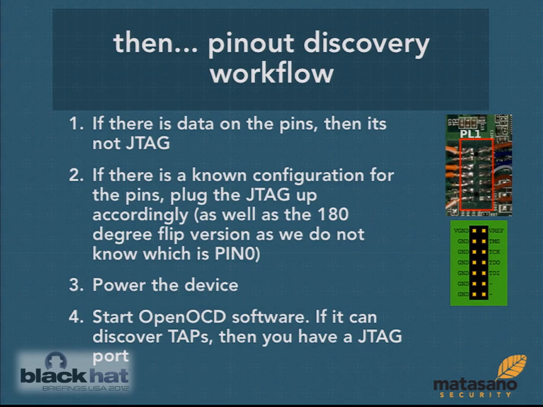So the methodology that I was using in order to try to determine what pins should be plugged into where was just Google searching common JTAG pinouts that had 14 pins, 2 rows of 7. So the first thing, if there's any data coming out of any of these pins, it's definitely not JTAG, because I know that JTAG doesn't transmit any data without an external clock. Then I would try this common pinout and then flip the thing 180 degrees and try it again, power on the device, and then start this OpenOCD software to see if it can auto-discover a specific tap on the device, or any taps.